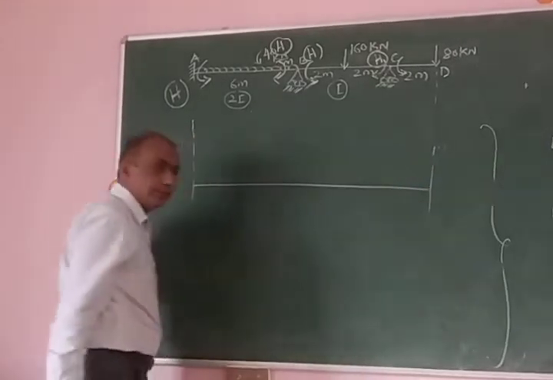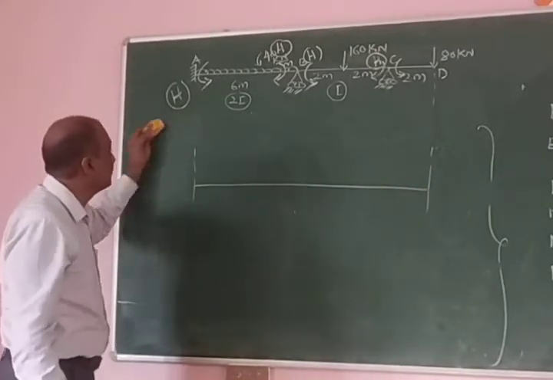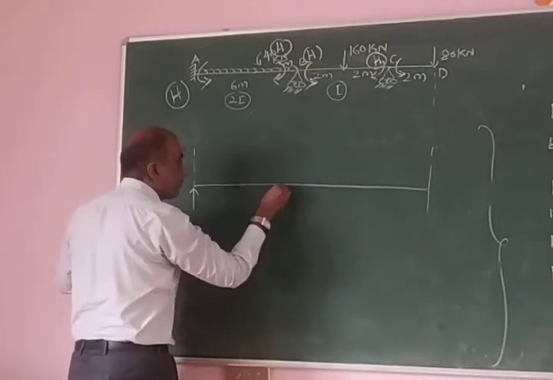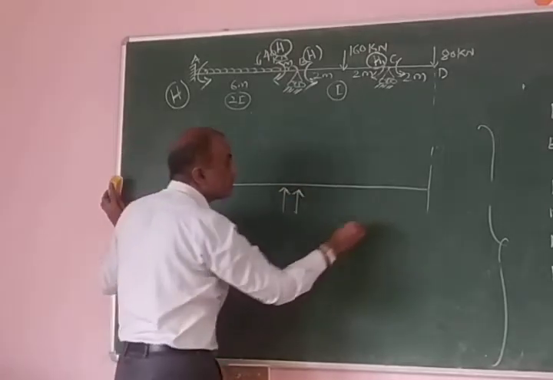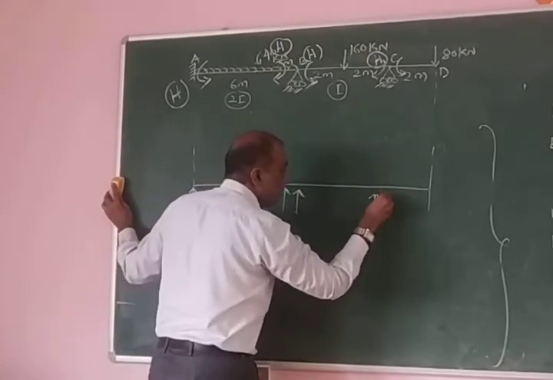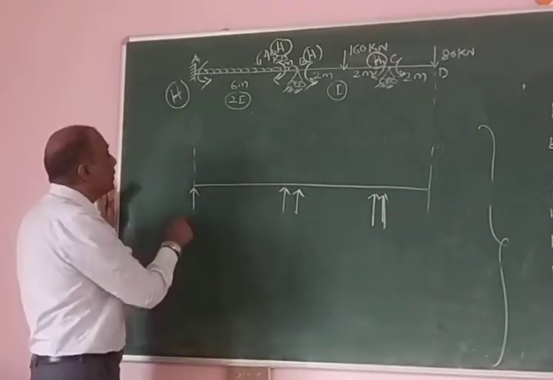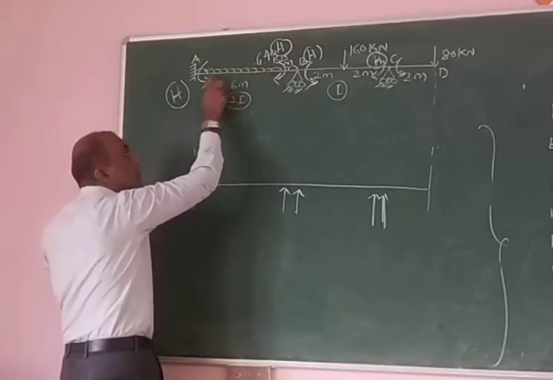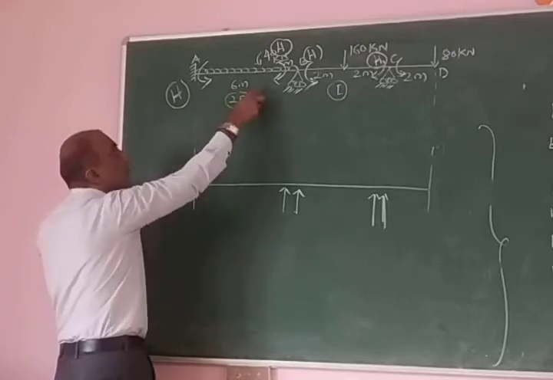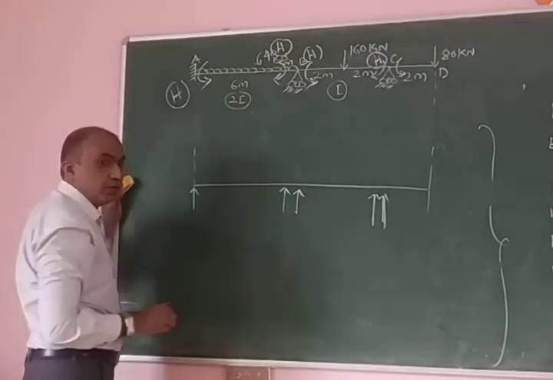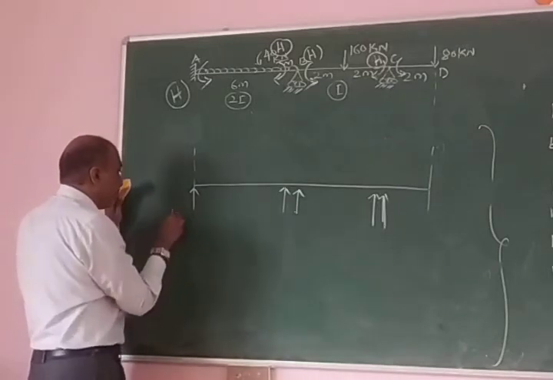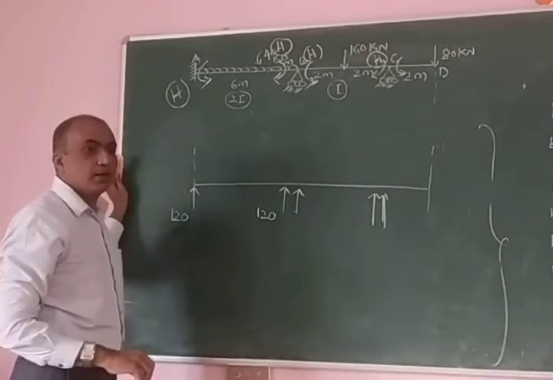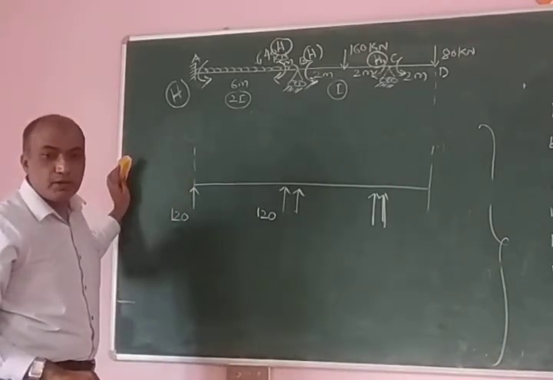I will draw a horizontal line as usual. Then I will first show the free reactions. You may ask why these free reactions and how these free reactions; I have already explained in the previous session. Consider AB as a simply supported beam. Each free reaction, because it is UDL, is WL by 2: 40 into 6 by 2. 40 into 6 is 240, divided by 2 is 120 kN. And this is also 120.